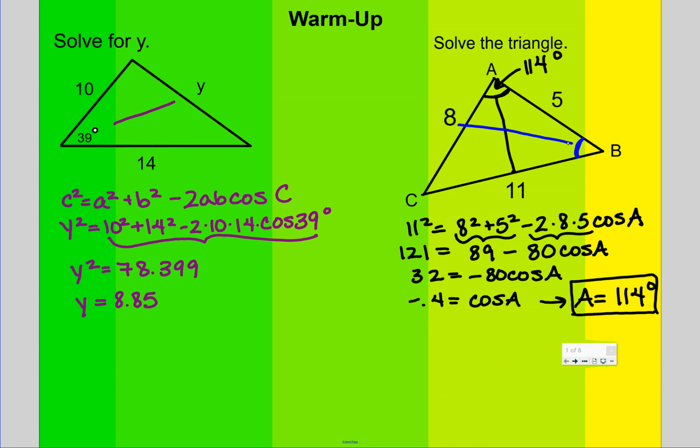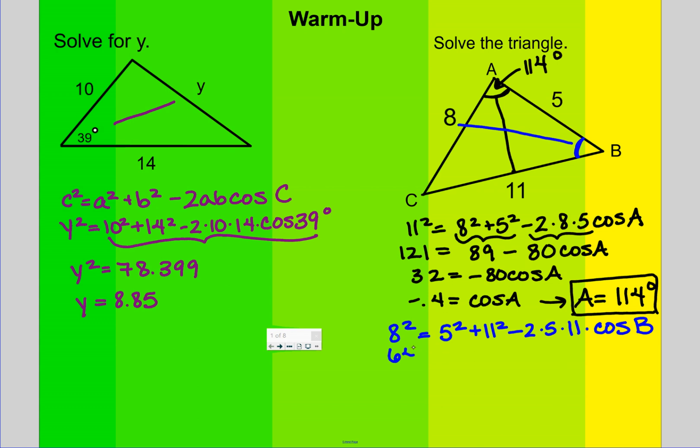This time the 8 is by itself. 5 squared plus 11 squared minus 2 times 5 times 11, and 8 is opposite B. It's going to be by itself on the right side with that cosine. And then same steps to solve.